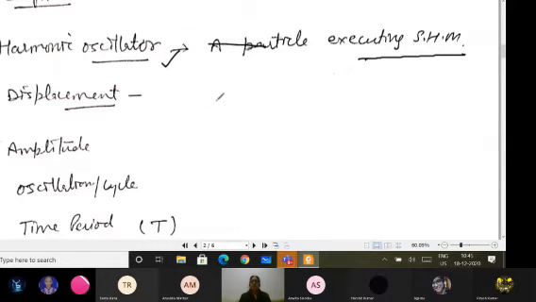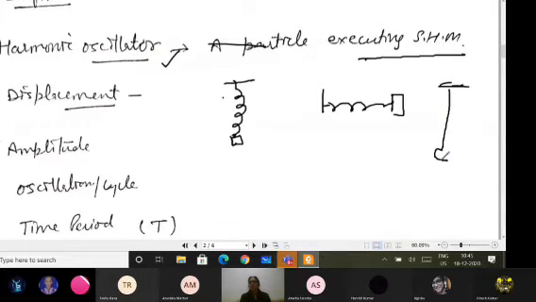What is displacement? I can take the spring, put it in a horizontal or vertical way, or I can take a simple pendulum in my mind, because both these experiments you have done and they are specially mentioned in your syllabus as well. So I am making the body oscillate. When I am making this bob of mass m oscillate, then this bob is termed a harmonic oscillator.